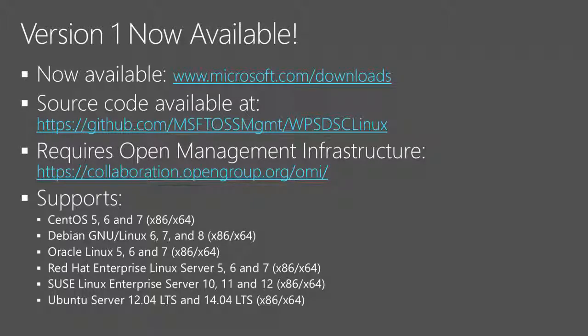The first version was released at Ignite in Chicago. The source code is available via GitHub. We require OMI, the same one I've been talking about for Ops Manager and Config Manager. It uses the 1.0.8 instance. And we're making sure that when you get that 1.0.8 instance for Config Manager, or Ops Manager, or DSC, all three are going to play nicely and use that same exact instance. And then in terms of what Linux distributions we support, we have CentOS, Debian, Oracle Linux, Red Hat, all the same ones we do on the System Center side as well.